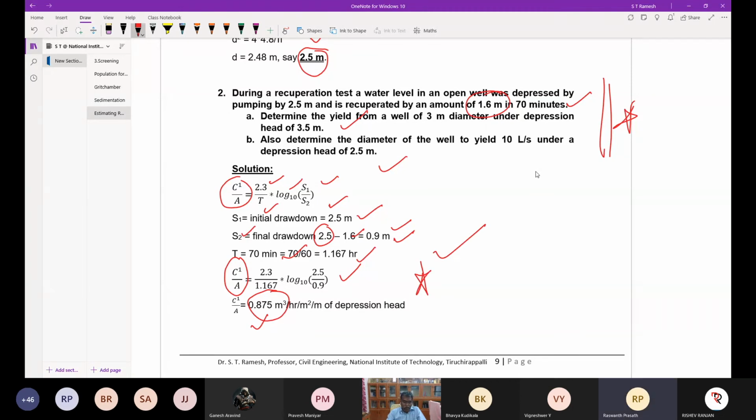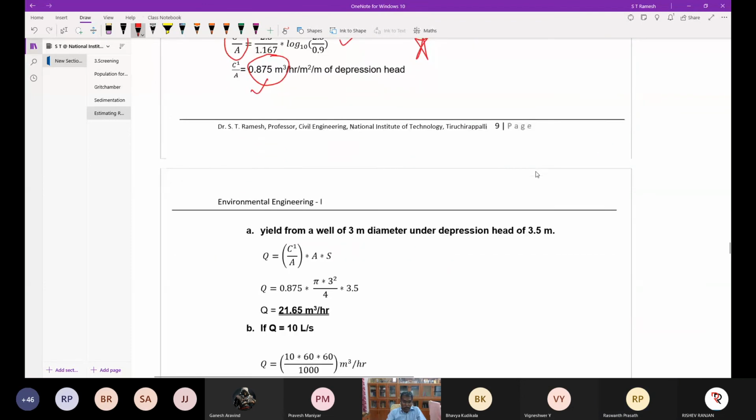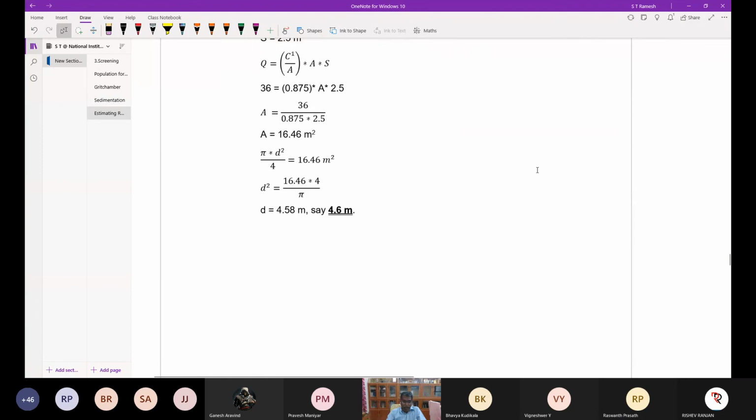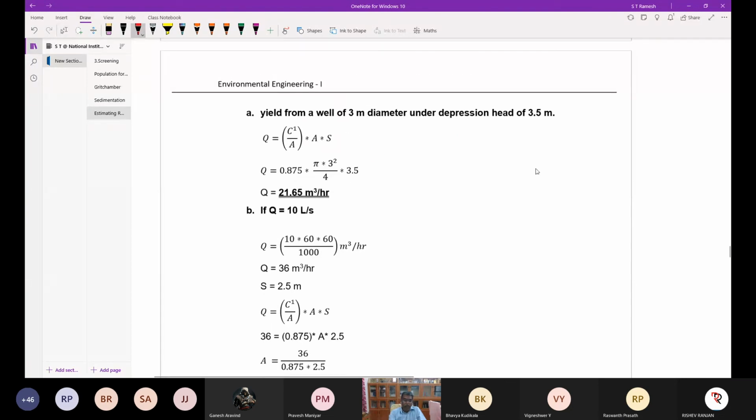Yes, sir. So this you can use. Now the subsection A. Yield from a well, Q is equal to C dash by A into S. C dash by A is from the previous calculation. The dimension A is given, pi d square by 4, into drawdown, which is also mentioned in the problem, that is 3.5 meter. Thereby I can calculate the Q value.